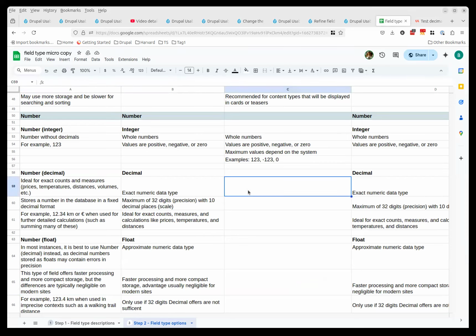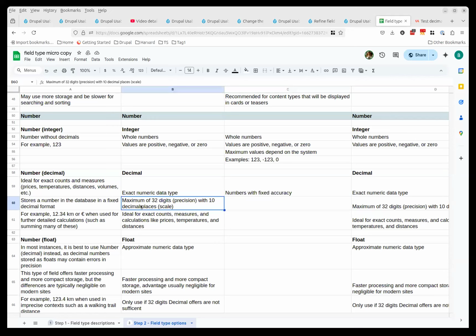So I'm going to suggest something. Numbers with fixed accuracy. And then the second line should be something very similar to what Ralph proposed here. So I think those two lines together give a pretty accurate description of what this type does. Does that seem like the right direction to move?